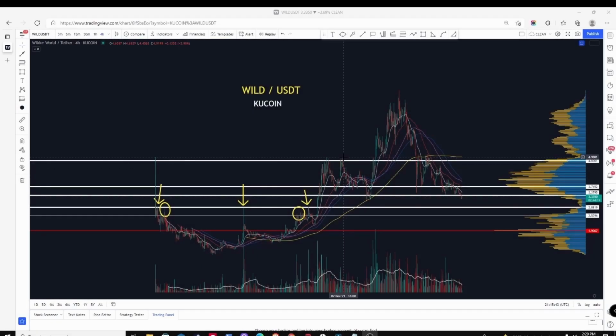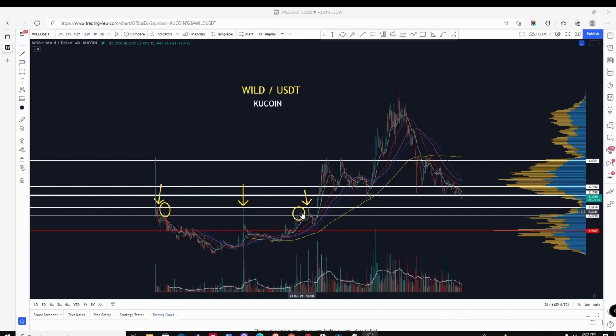Let's take this wild USDT chart for an example. As you can see, I've drawn this white line, which is a support resistance line, and I've drawn these arrows to indicate that the price action actually touched this area once, twice, three times almost perfectly. But then I've also drawn some circles to indicate that there were times that price action got really close and then got rejected. Over here again, really close and then got rejected.